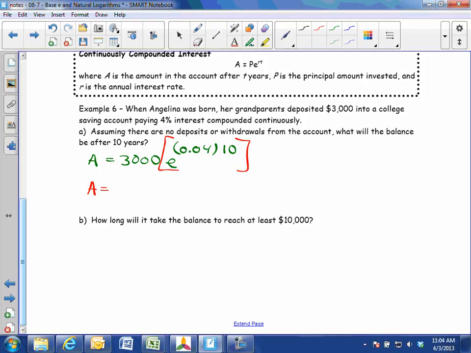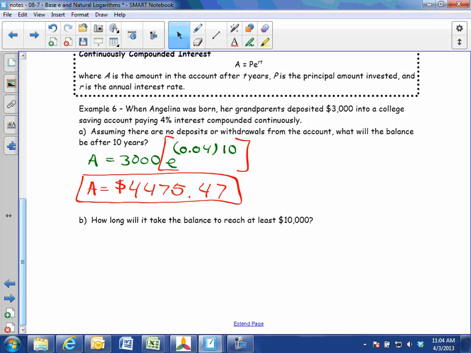Oh, let's see. We should have $4,475.47. Right. Yep.